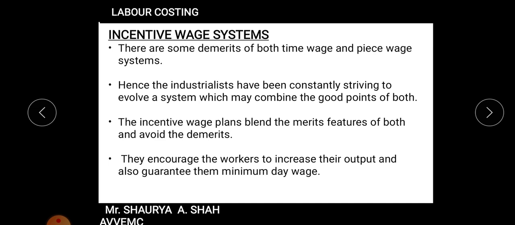Now again, students, both the systems have certain demerits, you all know. On that basis, industrialists have constantly been striving to evolve a system which may combine the good points of both. So this incentive wage system includes both the advantages and reduces the limitations of the above traditional methods, right? What is the main objective? They encourage the workers to increase their output and also guarantee them the minimum day wage.